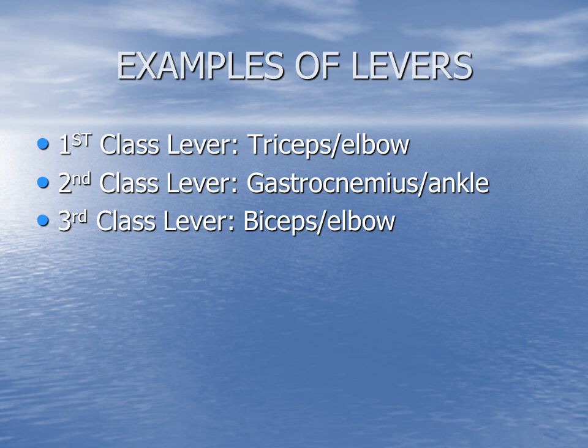And then an example of the third-class lever would be the biceps acting at the elbow. So let's take a closer look at each one of these arrangements so we get a good idea about the relative advantage of each of the joints and muscles that we'll be testing.